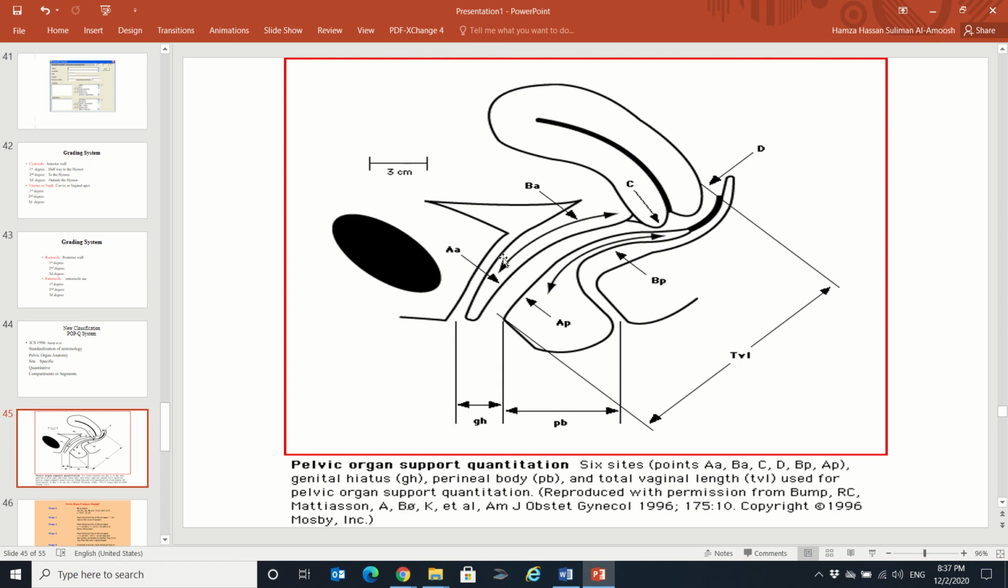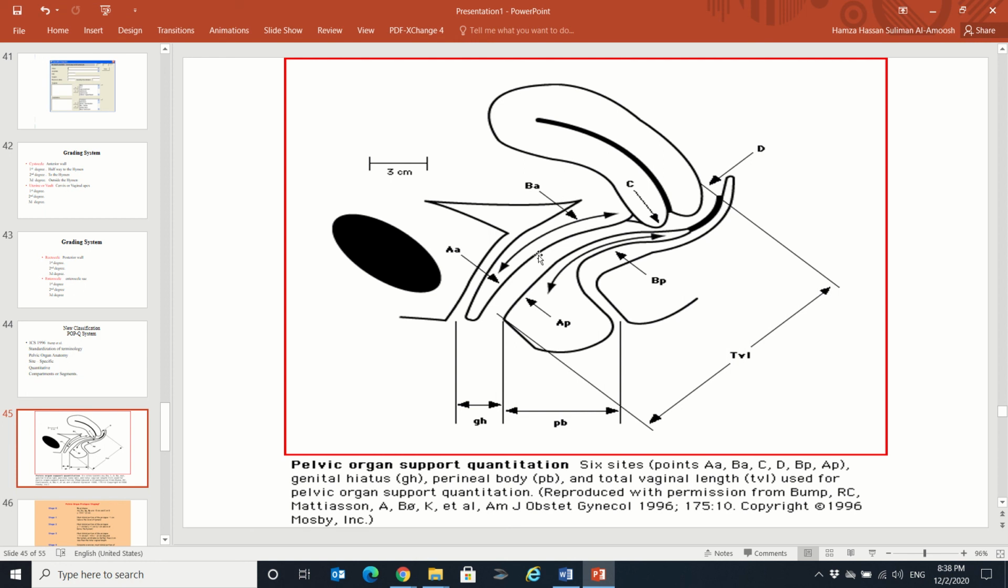Now, how do we describe the anterior and posterior wall prolapse? Here we don't have anatomical landmarks, so we put imaginary point landmarks. We have this point called Aa, anterior, and we have Ba, anterior. Aa, anterior, is 3 centimeters above the hymenal ring. So Aa, anterior, is -3.